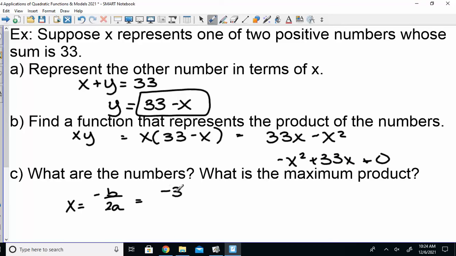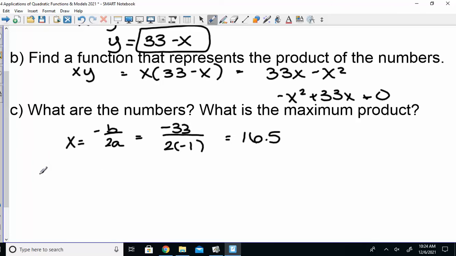So my b is 33 over 2 times a, which is negative 1. So we get negative 33 divided by negative 2, or 16.5. So I asked you 2 questions. I want to know the two numbers. So the first one is 16.5.